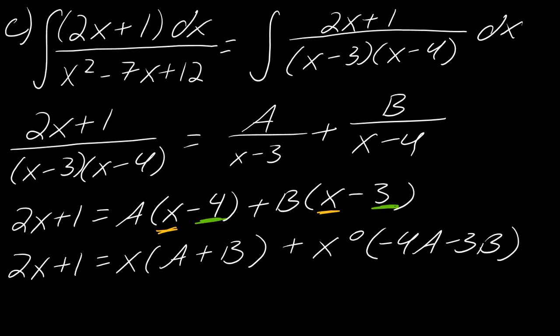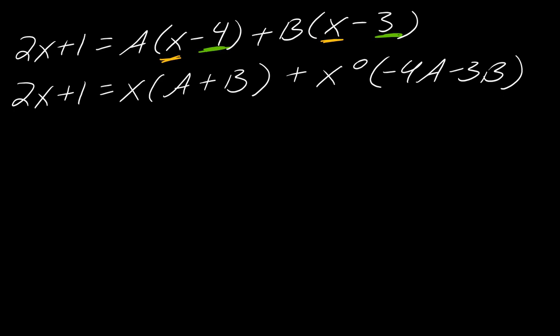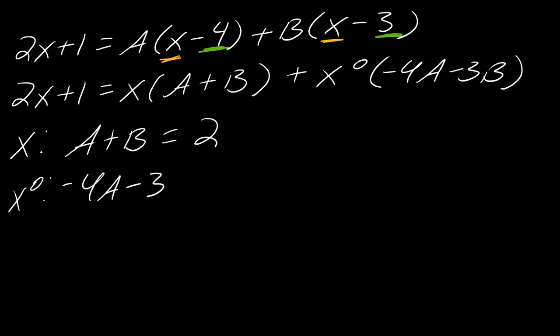Okay, so in this case now, let's see, actually I'll clear a little space. So now when I set up my system, for my x's I've got a plus b equals, and remember you reference the left side. This is the term that has the x, so the coefficient on that is 2. So it's going to be a plus b equals 2. And then for my constants, I have negative 4a minus 3b, that's going to equal 1 because 1 is the constant on the left side. So here's my system in this case.